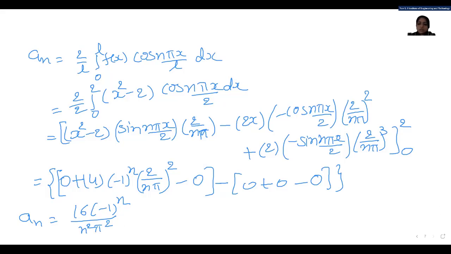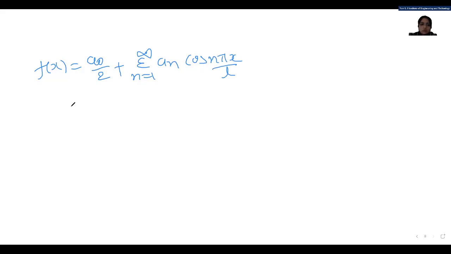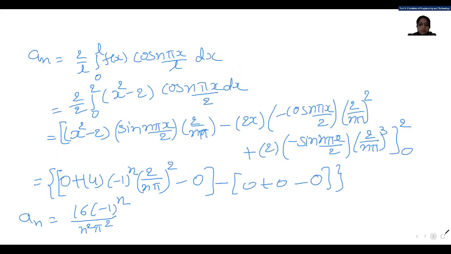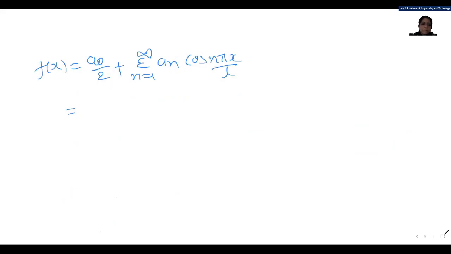Okay, so we substitute both the value of a0 and an in the Fourier series for the even function, right? As our given function is even. So Fourier series for the even function is a0 by 2 plus summation n 1 to infinity an, and integral is minus L to L, so cos n pi x by L. So value of a0 is what? Value of a0 is minus 4 by 3, right? And an is 16 minus 1 raised to n upon n square pi square.